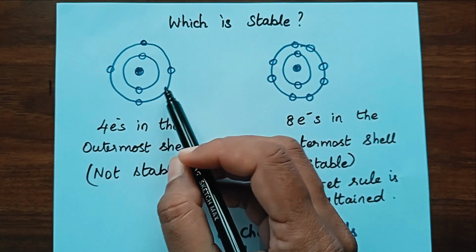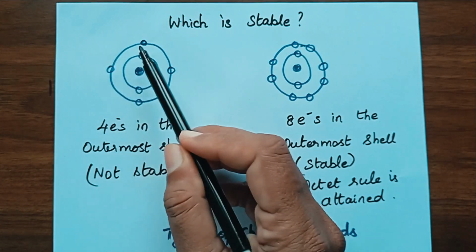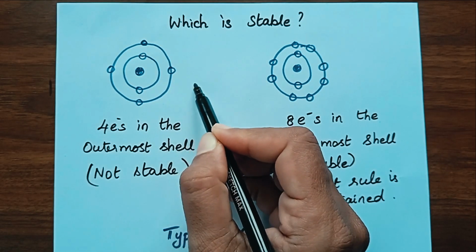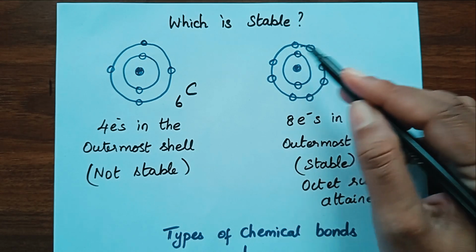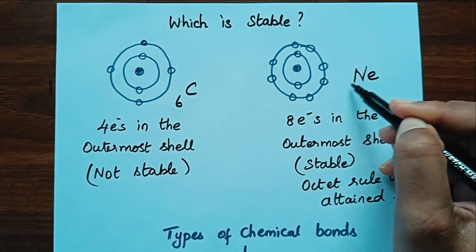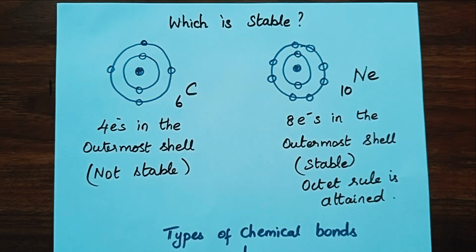Can you guess what element it is? Because it has 1, 2, 3, 4, 5 and 6 electrons here, it is carbon. Here we have 10 electrons totally. So this is neon. Neon with 10 electrons.